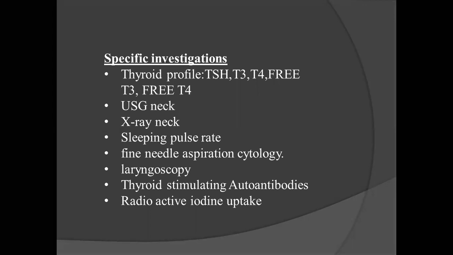If lymph nodes are present, we do what is called a functional neck dissection. In functional neck dissection, you remove all the lymph nodes on that side, preserving the sternocleidomastoid, the accessory nerve, and the internal jugular vein. All 3 structures are preserved. This is called the functional neck dissection. So you do total thyroidectomy plus functional neck dissection.